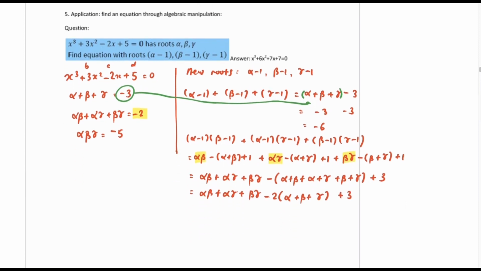So of course, what happened here is I purposely put these forms here so that I can replace with minus three. This part I replace with minus two. So replace with minus two, followed by this negative two from the working, and then plus three. So I managed to get something like this. Then I just press calculator to count this. Then I get seven.